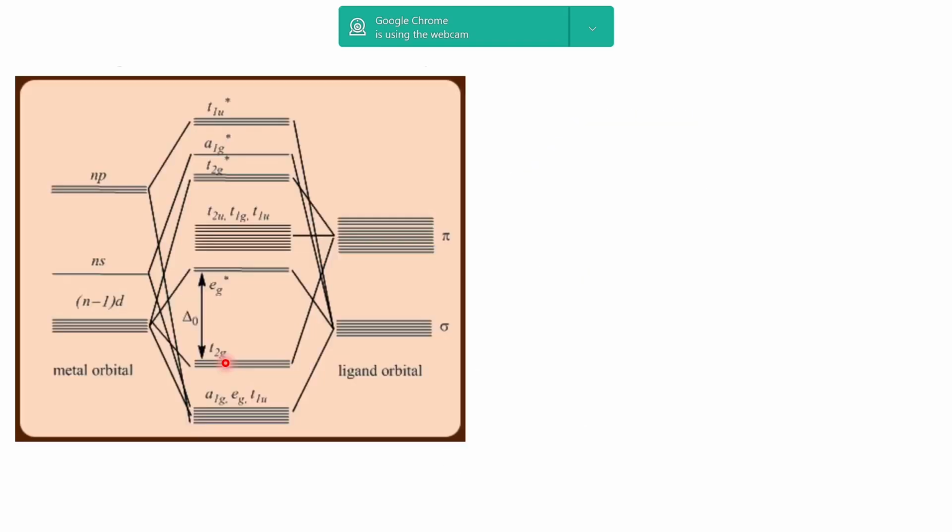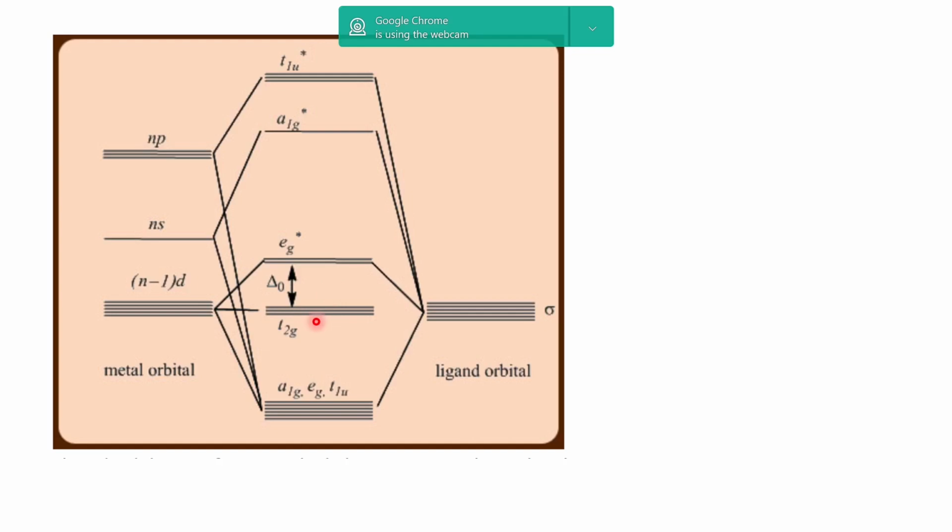Ma'am, I did not get these two diagrams very clearly. Okay, so once again I'll explain. So these are the orbitals of the metal. These are the ligand orbitals. Whenever the metal and ligand interact, some kind of mixing is happening between these metal and ligand orbitals, and that is where we are getting the molecular orbitals. These are the molecular orbitals, right?